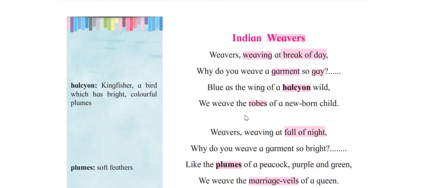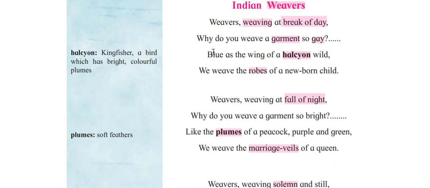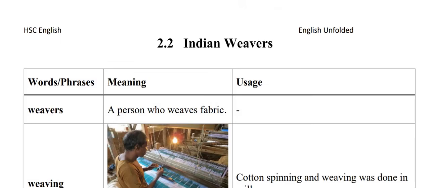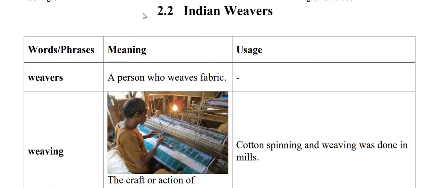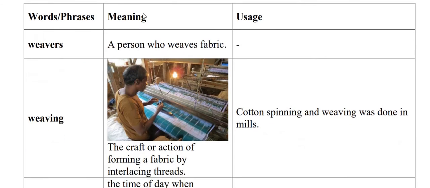Okay, so you know that everything that is highlighted here will be there in the PDF that I provide you, the meaning and the usage. So Indian weavers. Now, who are weavers? Weavers, many people know, a person who weaves fabric. But what is weaving? The craft or action of forming a fabric by interlacing threads. So when you make a fabric out of threads, that is weaving.